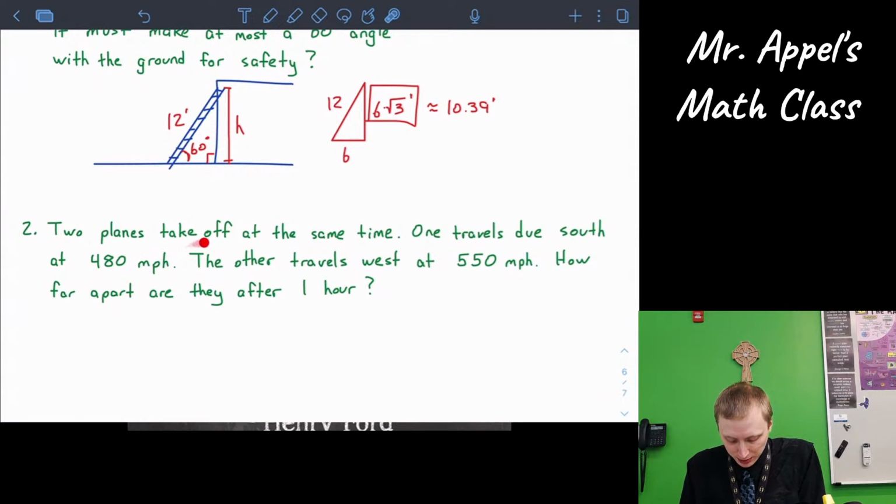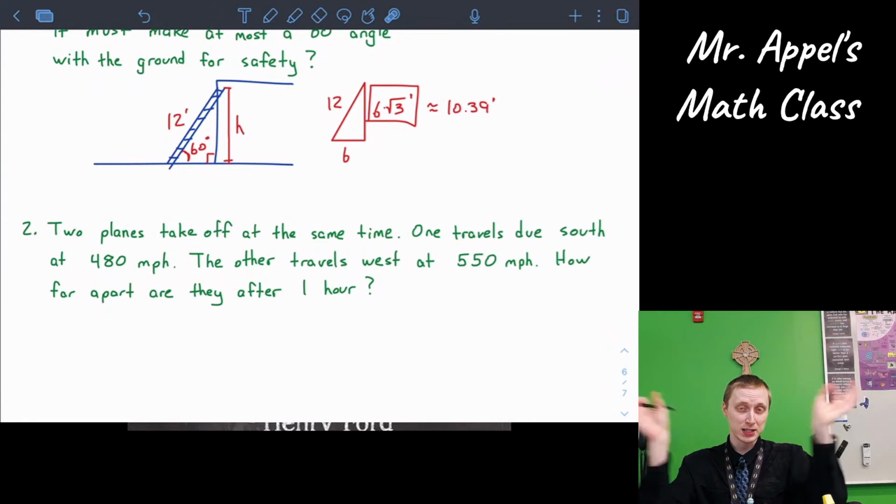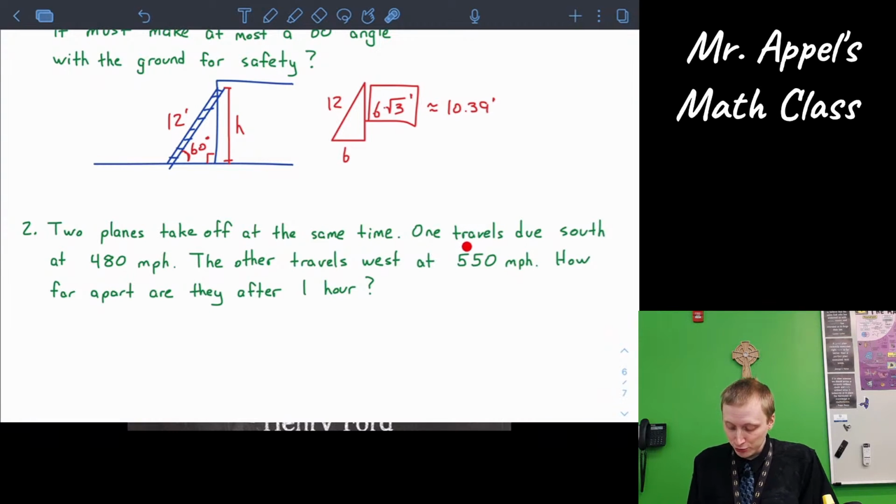Two planes take off at the same time. I should have specified from the same airport. Okay, they're leaving the same place at the same time. One travels due south at 480 miles per hour. A little bit slow for a plane. The other travels west at 550 miles per hour. That's closer to average. I did look this up to make sure my numbers were reasonable. Okay. How far apart are they after 1 hour?